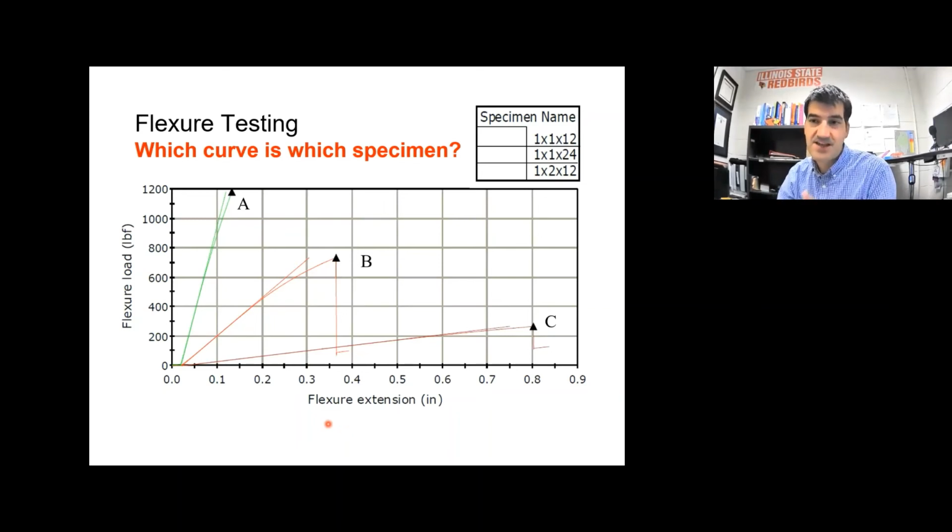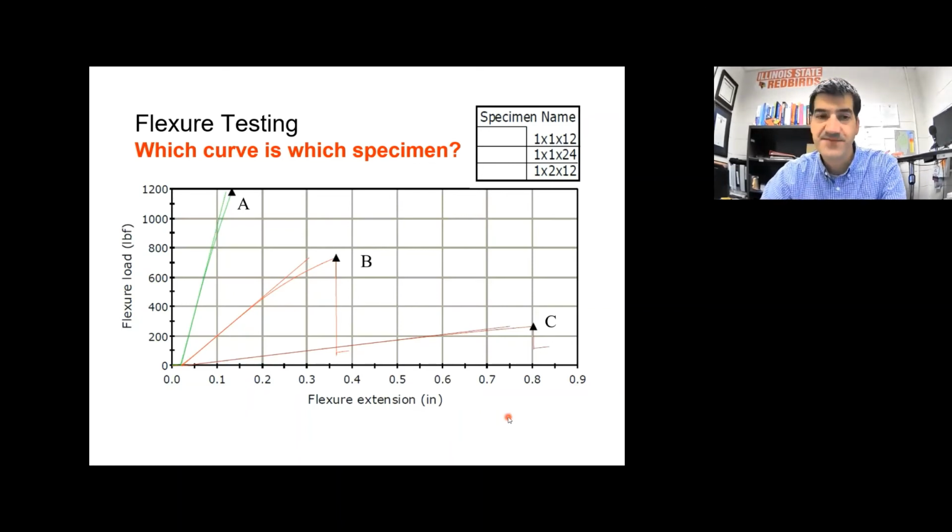I mean, we could probably say that the analogous term for strain is going to be, I don't know, deflection divided by span. That would be maybe reasonable, but it's not common. That is not an industry common calculation or parameter. So normally for flexure testing, we don't plot the data in a stress strain curve. We just plot it in a curve like this, with load in pounds force on the vertical axis and deflection or extension in inches on the horizontal axis.